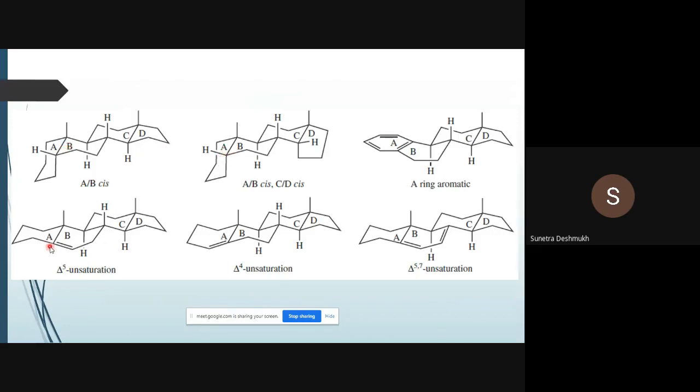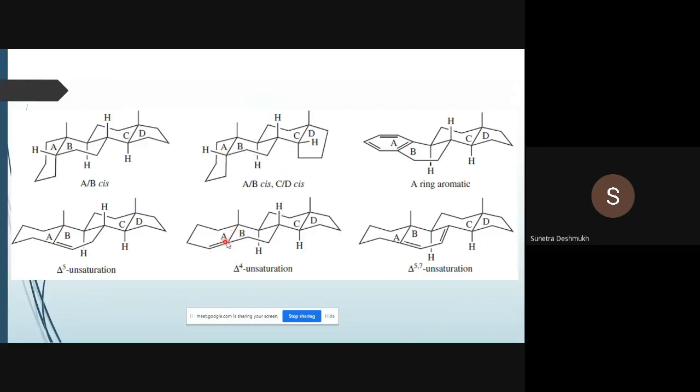Due to unsaturation they cannot be cis or trans to each other. If unsaturation comes at the bridgehead position, then it changes the whole stereochemistry. There is no stereochemistry applicable over here, where a carbon-carbon double bond is present at the bridgehead. But here you can say the stereochemistry of the A and B rings, and the C and D rings.